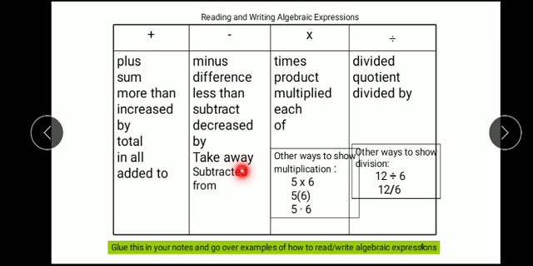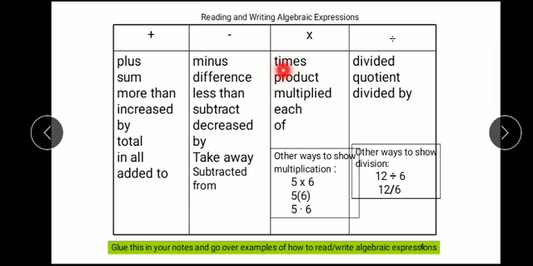Now which are the words that mean minus? First is minus, difference means minus, less than means minus, subtract means minus, decreased by means minus, take away also means minus, subtracted from means minus.